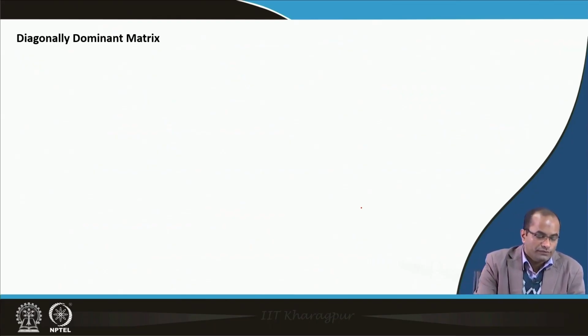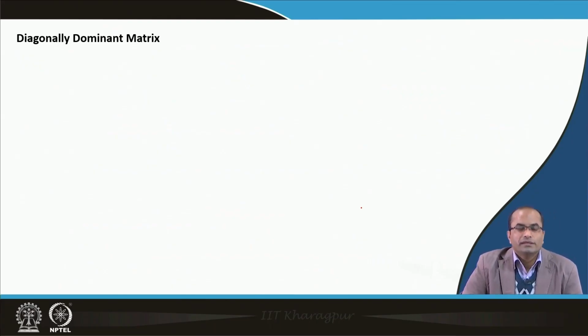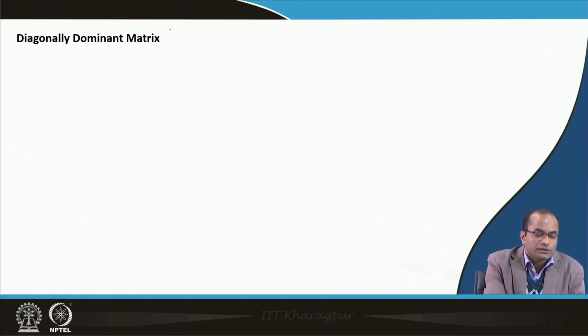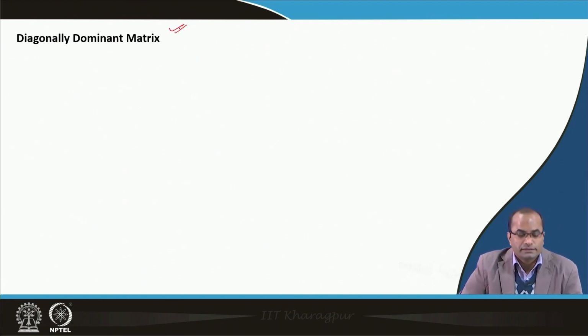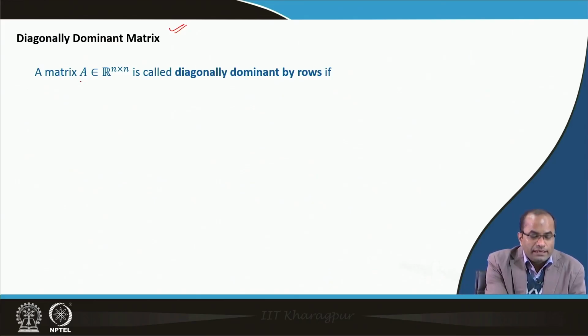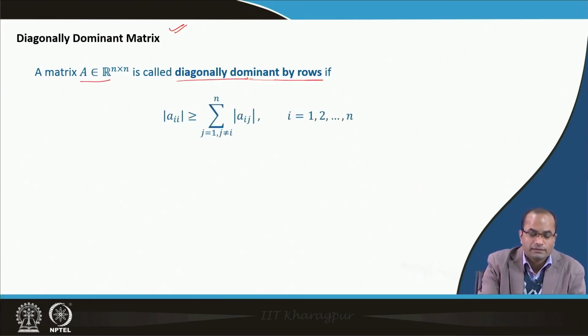Before we begin with the derivation of the method, there are some terminologies which will be discussed and used. One of them is the diagonally dominant matrix. A matrix A is called diagonally dominant by rows if the diagonal entry of the ith row, a_ii, is greater than or equal to the sum of all other entries.